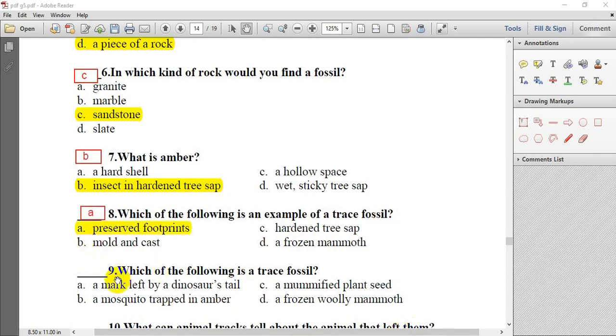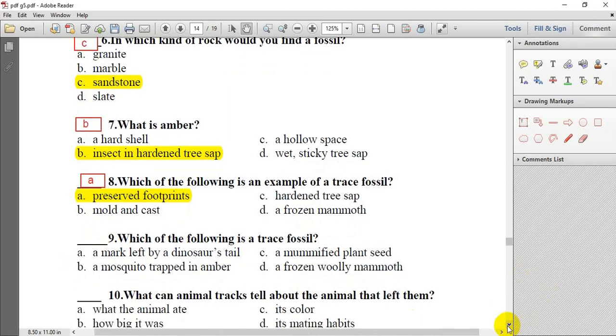Question 9. Which of the following is a trace fossil? Here also. A mark left by a dinosaur's tail. While the dinosaur was walking, the tail hit a rock and left a mark. A mosquito trapped in amber, a mummified plant seed, or frozen woolly mammoth. The mark that was left by the dinosaur tail, this is a trace fossil, so we will choose letter A.